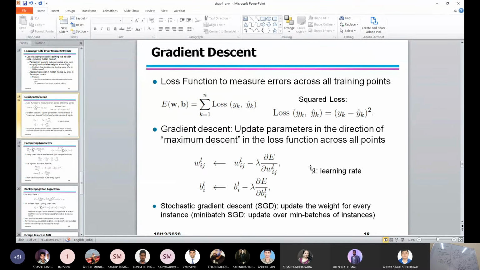So what we do is identify the loss function, that means the error. The loss function measures the error across all the training examples. Earlier we had an error, so for the n examples, we will sum all the errors.